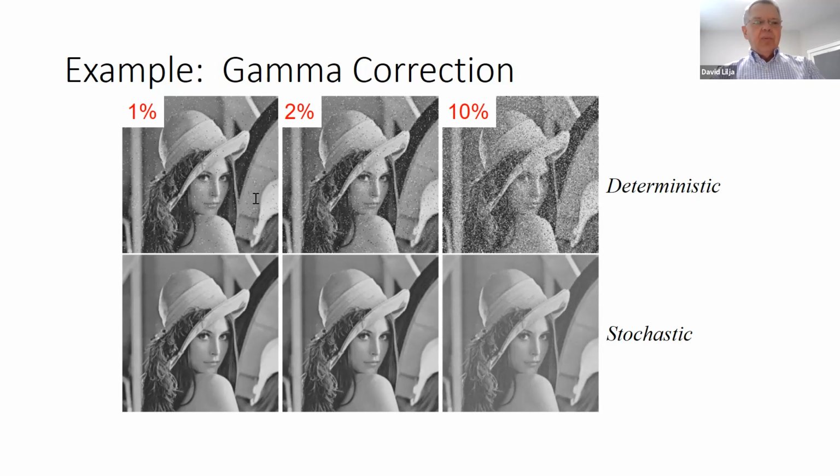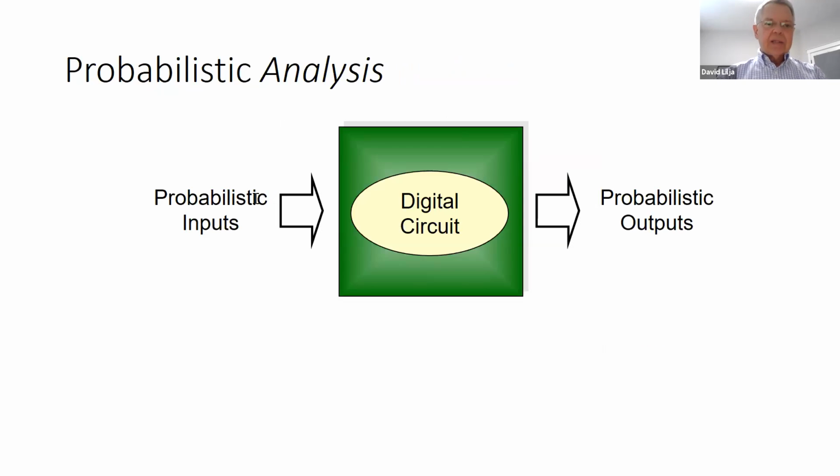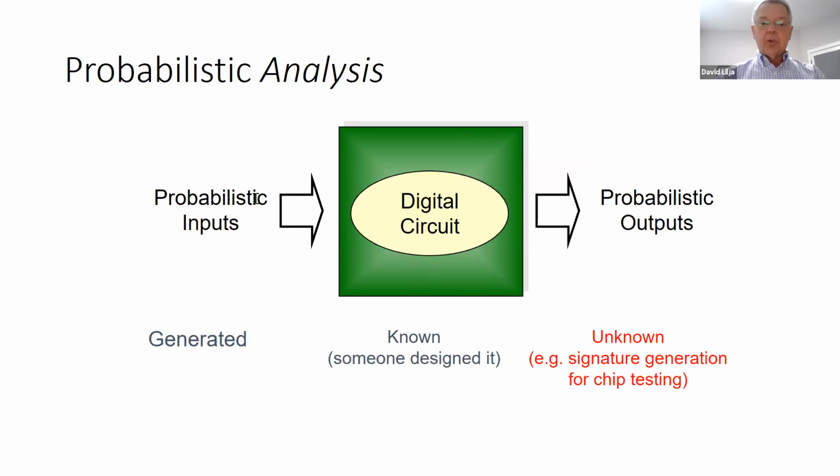All right, you may be familiar with probabilistic analysis. So when we think about probabilistic analysis, somebody generates probabilistic inputs, and this circuit is known, somebody designed this, we know what it is, and then we want to capture the outputs. You may have seen this for testing of digital chips where I generate random inputs and look at the outputs, and if I know that particular chip is good, I know what the signature should be, so I can do this random testing on the chip. That's not quite what we're doing here.